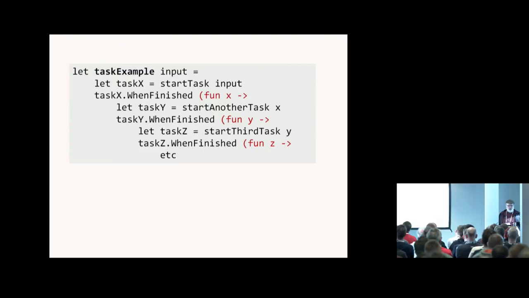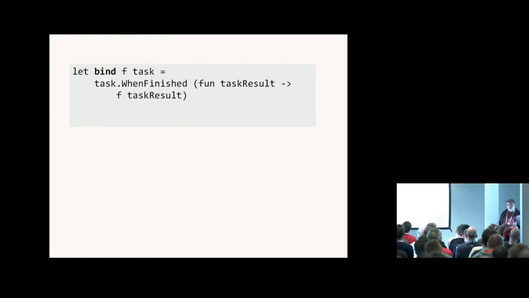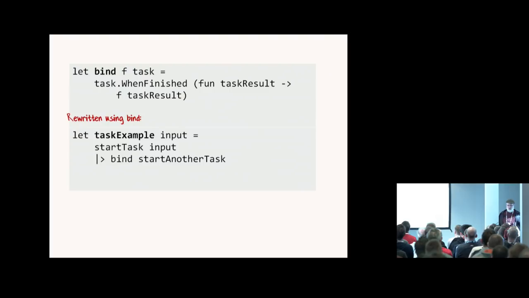Really ugly code, okay? So if we create a bind for tasks, which says, when you're finished, call this function with this f parameter. Okay, take the result that you get and call it with an f. Once we have this bind, the code looks a lot simpler. We start a task, and we pipe it into bind of the next task. And then we bind the next task, and we bind the next task, and so on and so forth. So now, instead of having this kind of diagonal pyramid of doom thing, which you get a lot, you now have a nice linear vertical model.